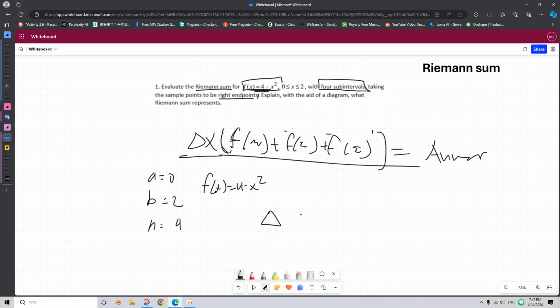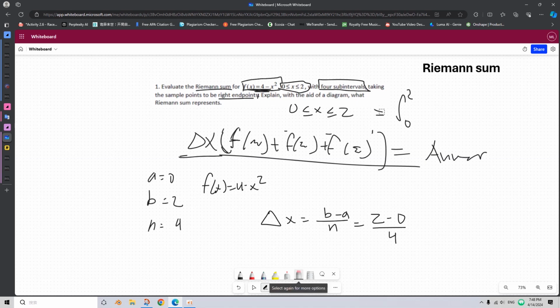Once all of that's written, we now can solve for delta x. Delta x, there's a very, very simple formula for it, is equal to b minus a divided by n. B is given, it's 2, minus 0 divided by 4. Also, this can be written in many forms. They can also write it like this, 2 and 0. They're the same thing. And then we get an answer of 1/2.